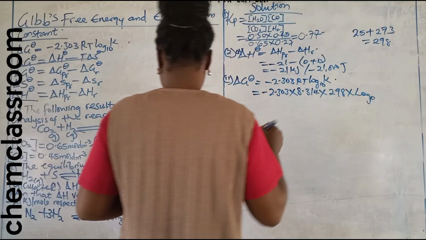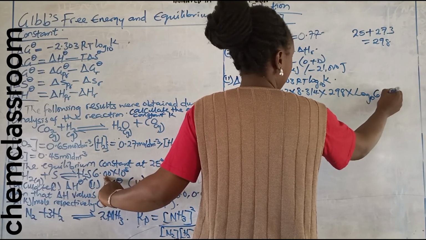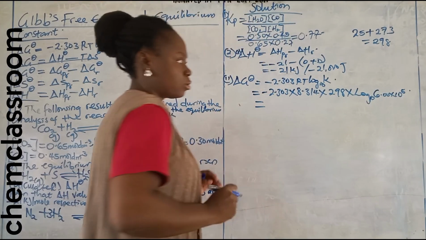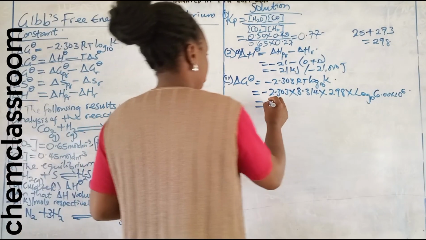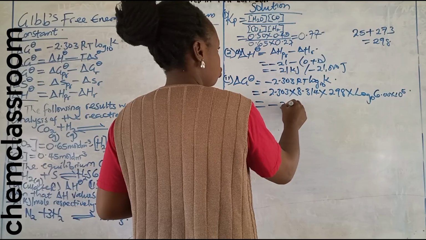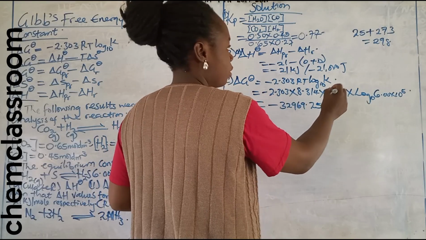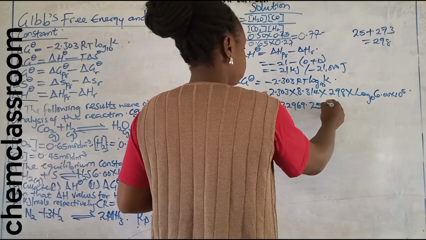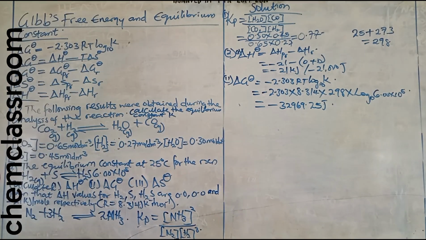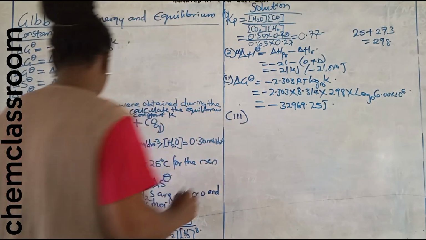Okay, our log of the equilibrium constant that was given: 6.00 times 10 raised to the power of 5. So where is my calculator? If you calculate it well, you are expected to have minus 32,969.25 joule. Okay, having solved for the second one, we'll be going to the third one.